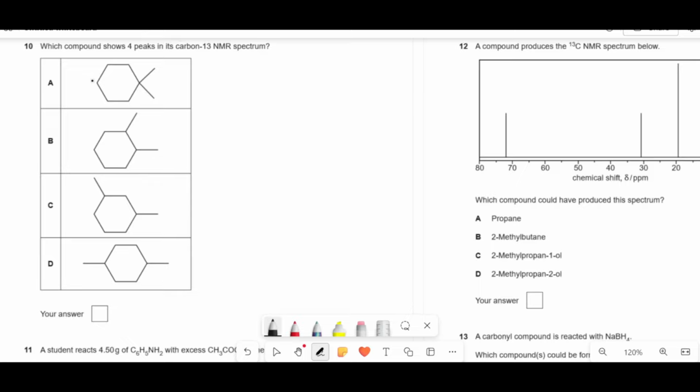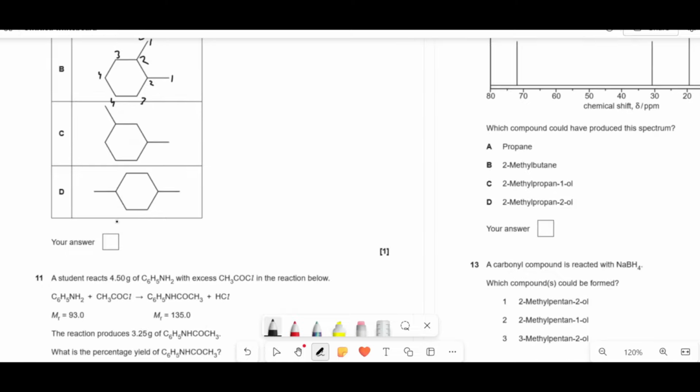So 4 peaks means 4 carbon environments. So 1, 2, that's the same as that. 2, 3, here, 3, 4, 5. So that's out. So this is going to be 1. That's going to be the same as that. So that's 1. This is 2. There's 2. That's the same. There's 3. There's 3. And there's 4. There's 4. So it's going to be B.